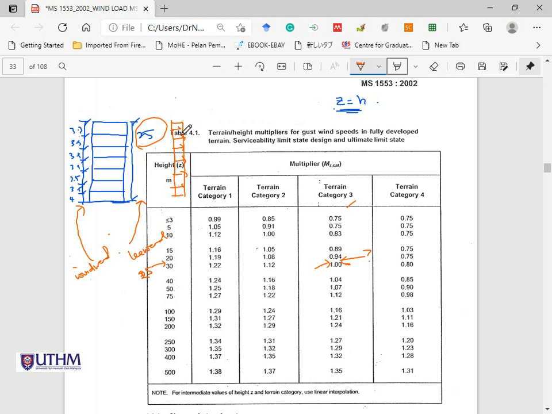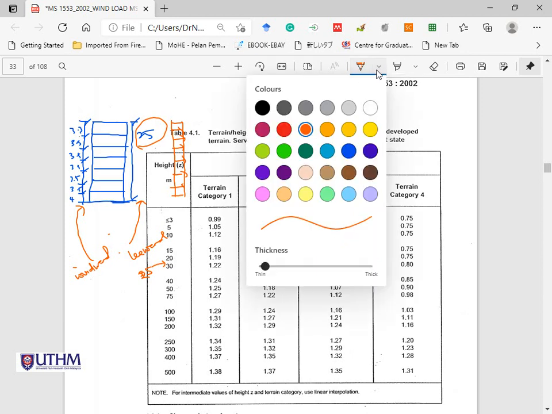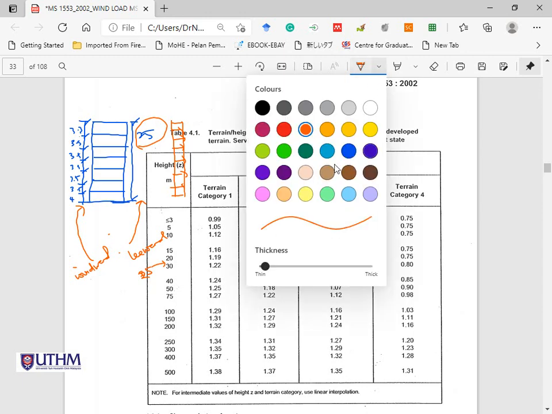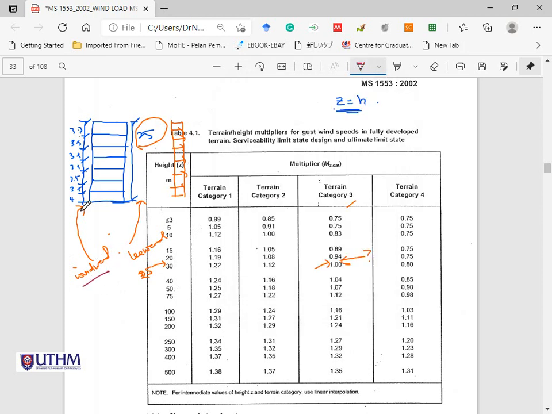Rumah pangsa ni kan dia punya negative pressure here at the leeward side. It is uniform, so you can use only one value of the terrain height multiplier. Okay, so listen here, this is important. Meanwhile, for the windward side, you need to calculate 7 times, because it has different varieties of the height.